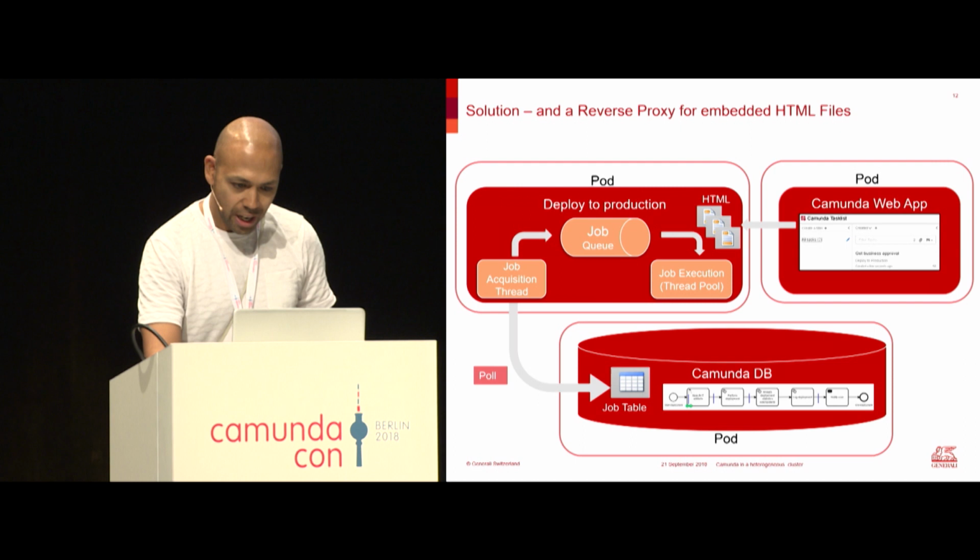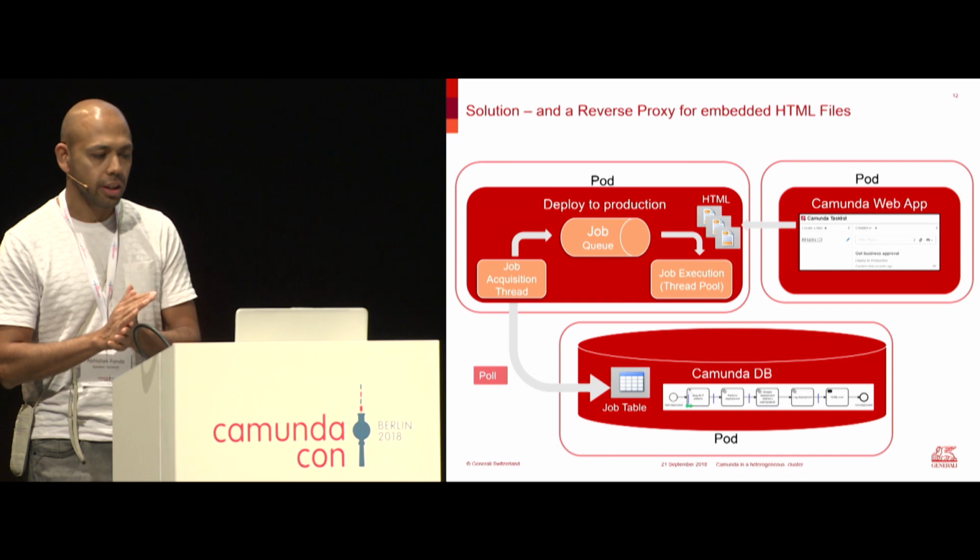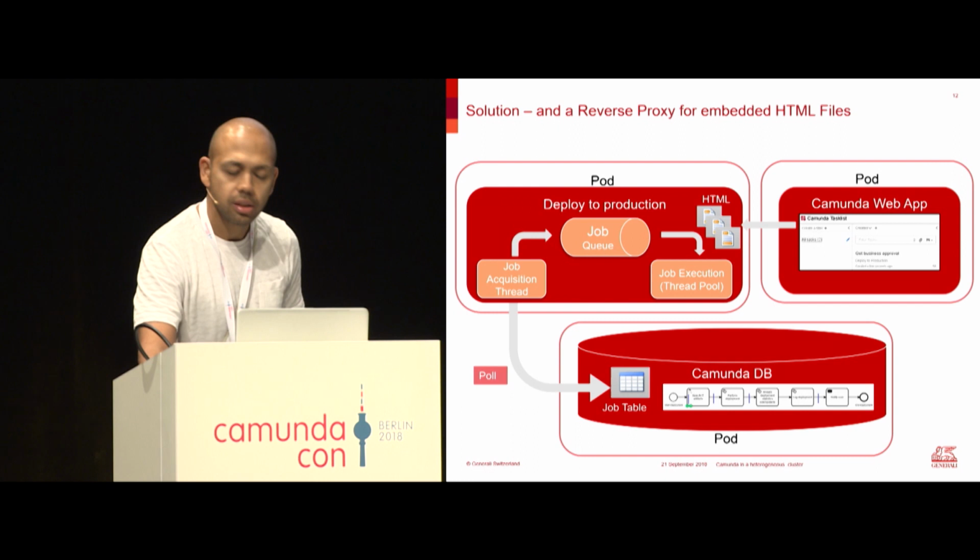So I have an Ubuntu VM here, which I've set up to simulate our OpenShift environment. I have two Spring Boot applications. The first one is called Web App, which is the simple Camunda Web App, which we are familiar with.